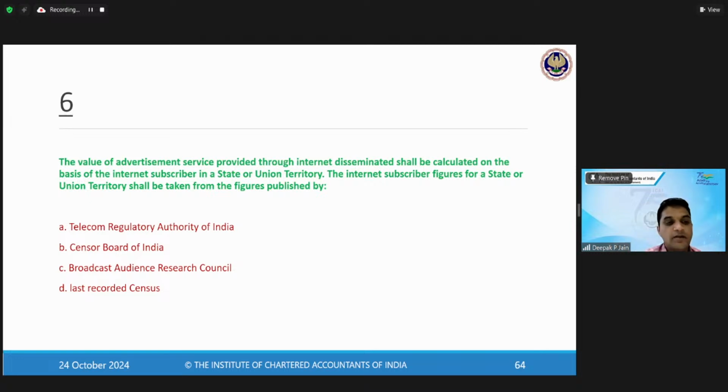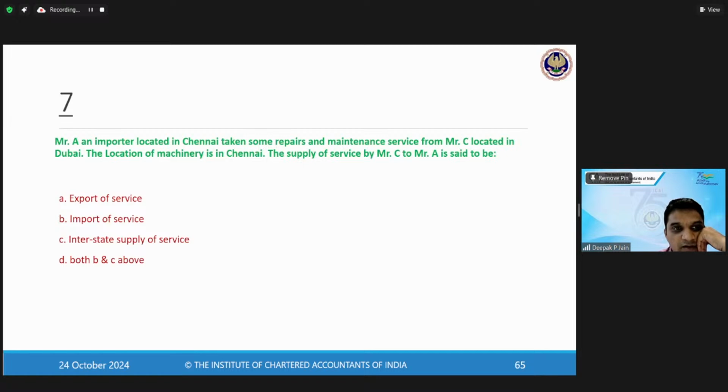Okay, in this case, people are getting confused with A and C. In case of services disseminated through internet, it will be Telecom Regulatory Authority of India. TRAI. Correct answer is A. Question number 7.